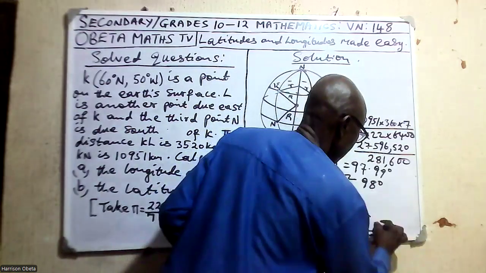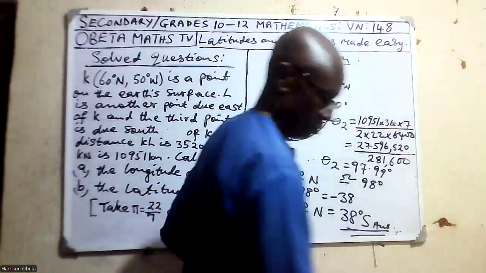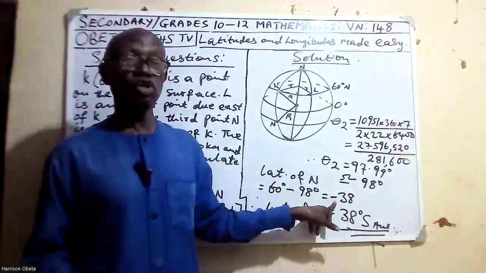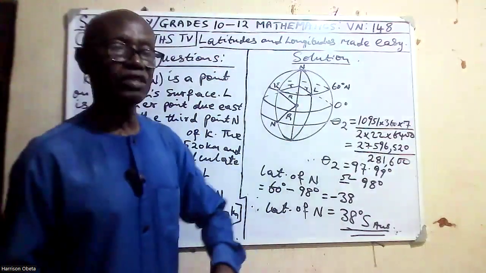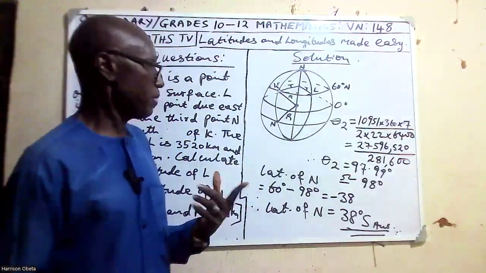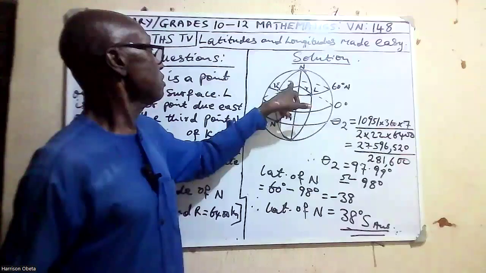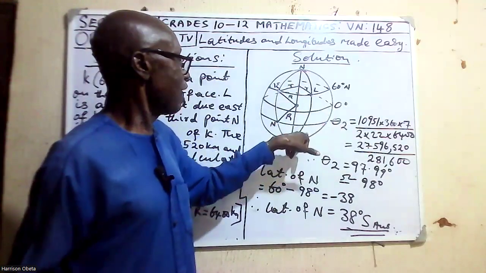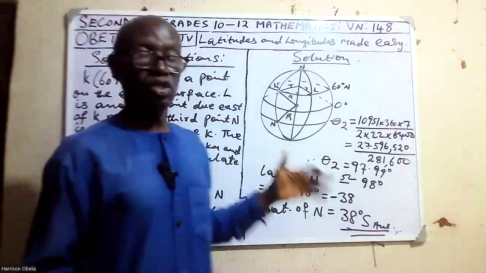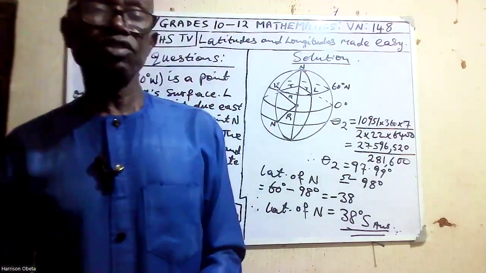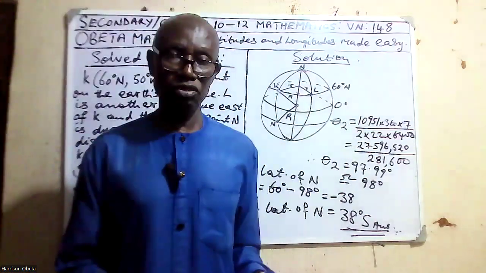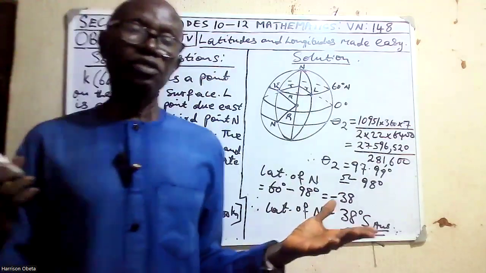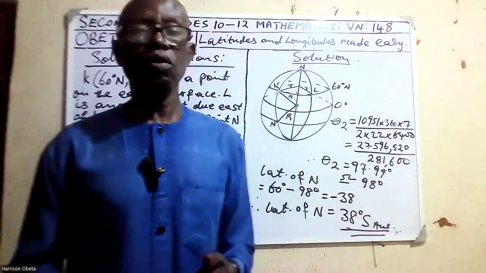So it's no more at the northern part, because this negative shows that it has crossed over to the other part. Because remember, if you are coming down, the latitude will continue to decrease until you get to 0. It will continue to increase downwards until you get to 90 degrees south. So as I said earlier, the latitude goes from 0 to 90 degrees north or south, while longitude goes from 0 degree to 180 degrees east or west.